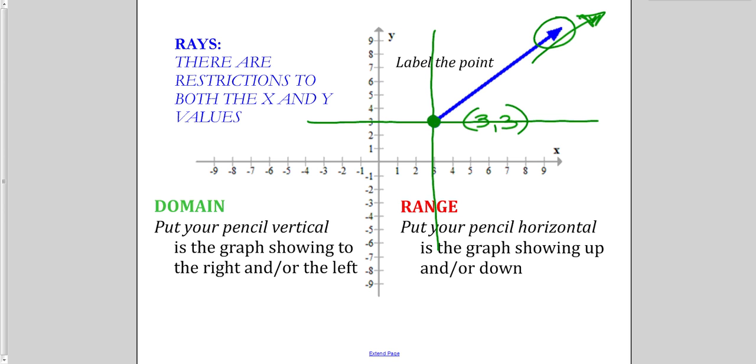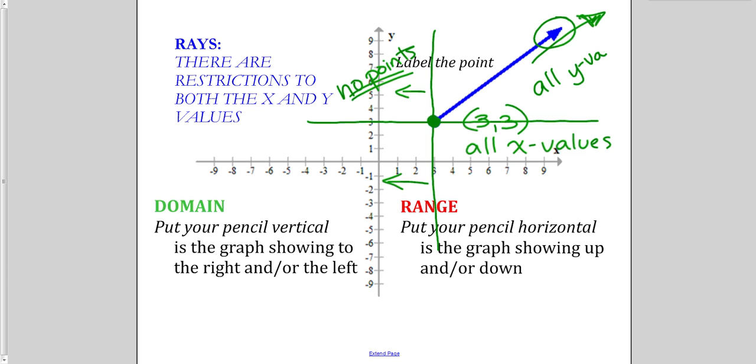Okay. So what we're going to say is, on this side, there are no points. So that means all of our x values are to the right of that line. Similarly, all of our y values are above it. So the domain are the x values, which have to be greater than 3, and the y values also have to be greater than 3.